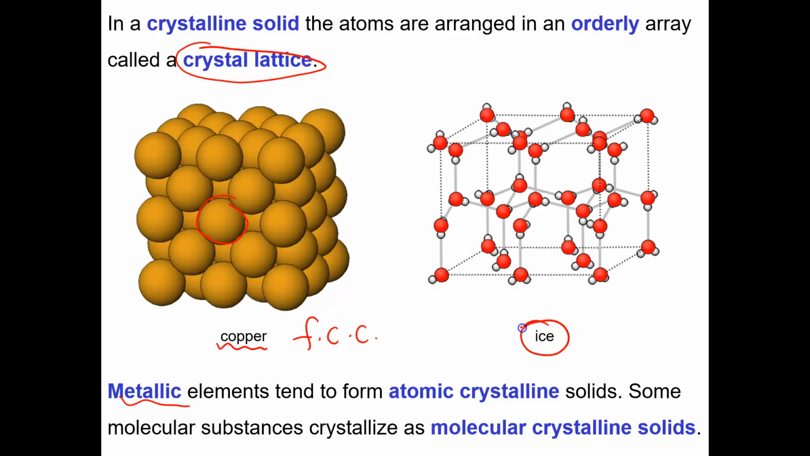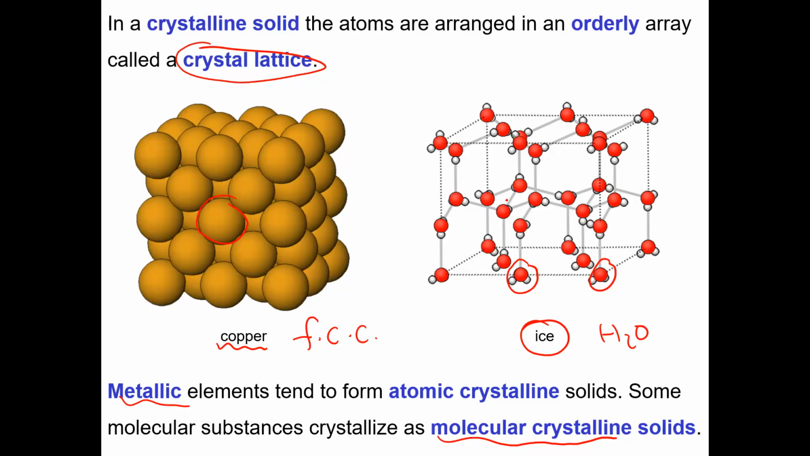Something like water, which is a molecular substance, forms what we call a molecular crystalline solid because what we observe are water molecules repeating in a regular style. And what we notice with ice when it forms a crystalline solid is that every water molecule is maximizing its hydrogen bonding capacity, and that results in a structure that has a whole bunch of hexagonal holes all the way through it. You might be able to see some of those hexagonal holes in the crystal structure of ice.